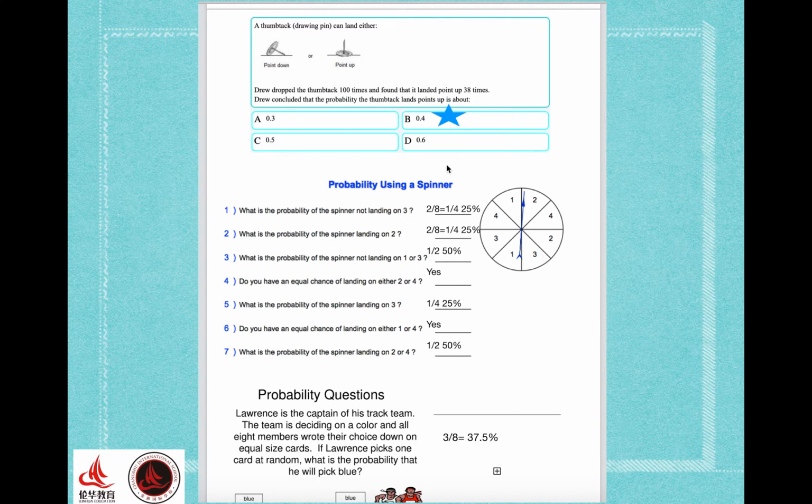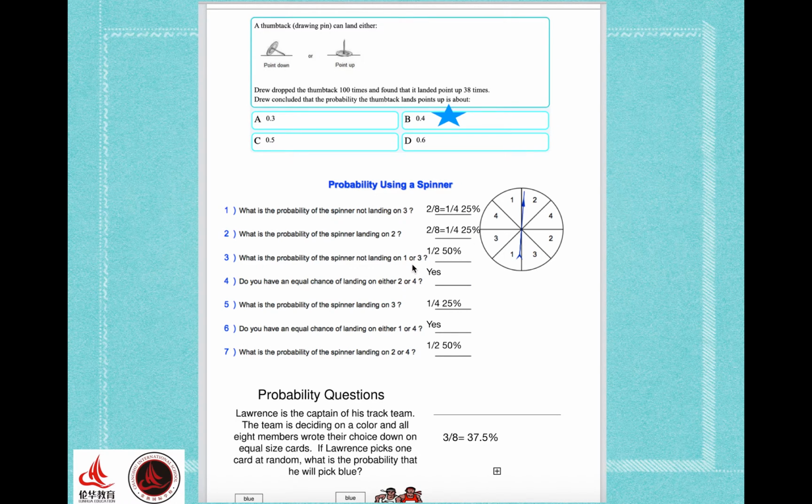Now probability using a spinner. As you can see, there are 8 possibilities, but we have 2 of each. So we have 2 1s, 2 2s, 2 3s, and 2 4s. What is the probability of a spinner landing on 3? We write 2 over 8, because there are 2 3s. So 1 in 4, which is 25%. The same for landing on 2, 25%.